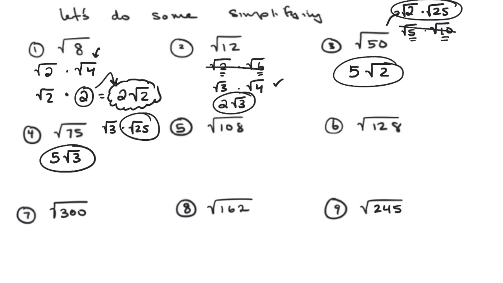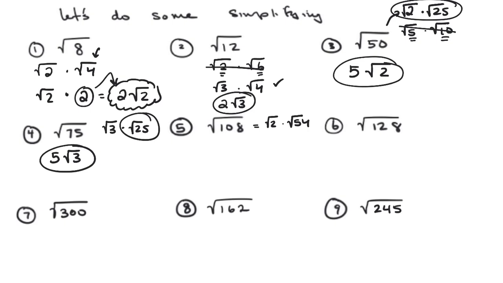So 108 is the next one. So 108. So what are all the ways that you could make 108? So you could use the square root of 2 times the square root of 54. And that's not going to be helpful, okay, because neither 2 nor 54 are perfect squares.